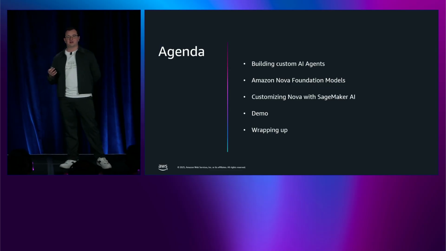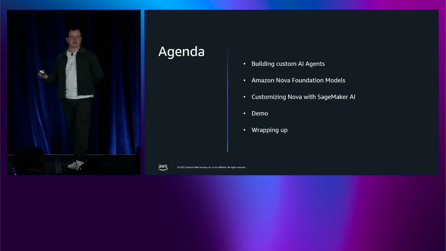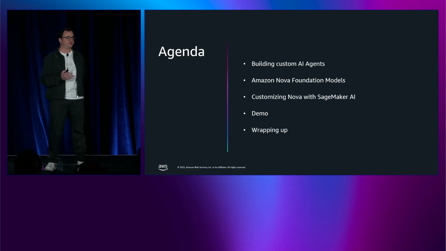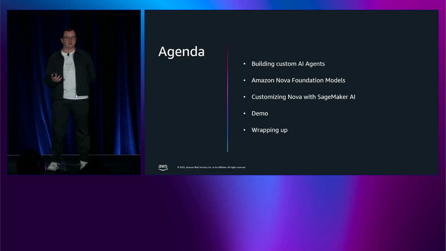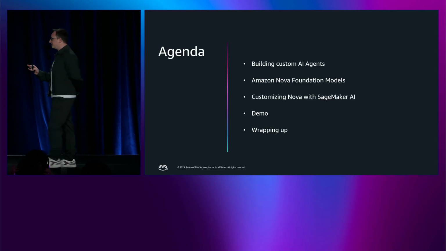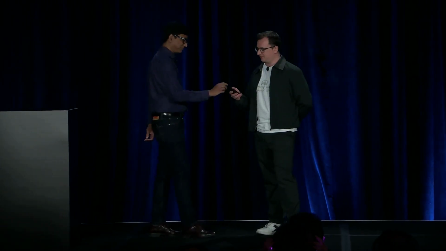Of course, this is not an AWS tech talk if it doesn't come with a demo, so we're going to go through an example of model customization using Amazon SageMaker as part of a demo. And then finally, we'll wrap up. We'll give you some resources to get started and to learn more about how to use Nova for your use cases. With that said, I'm not going to take any more of your time. I'm going to let Sam do the rest of the talk.